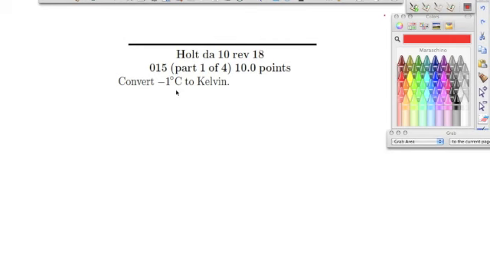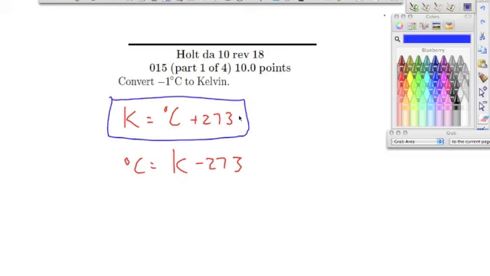So in looking at this, if we want the Kelvin temperature, we take our Celsius and we add 273. Now remember that it's opposite of that: if we're looking for the Celsius temperature and we have the Kelvin, all we do is subtract 273. But in this case, we'll be using the first equation. So all we're going to do is take our negative 1 degrees Celsius plus 273, and we see that we would get an answer of 272 Kelvin.